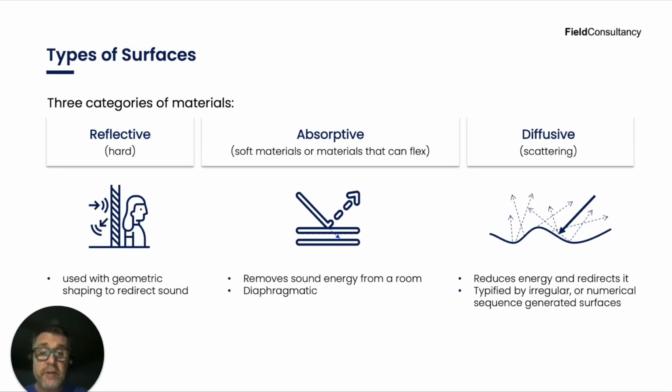The third category are diffusive surface finishes, or surfaces that scatter sound. In this case, sound is redirected in random directions, whereas a hard reflective surface might reflect sound in a certain direction. Diffusive surface finishes scatter sound randomly in all directions. They are typified by irregular or numerical sequence generated surfaces, and they are commonly used in performance spaces.